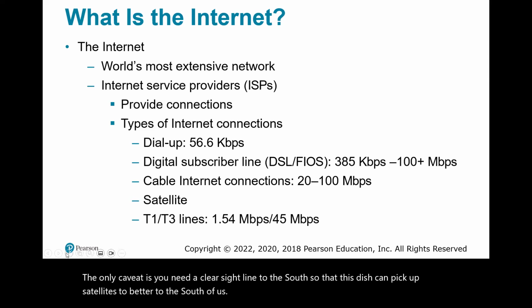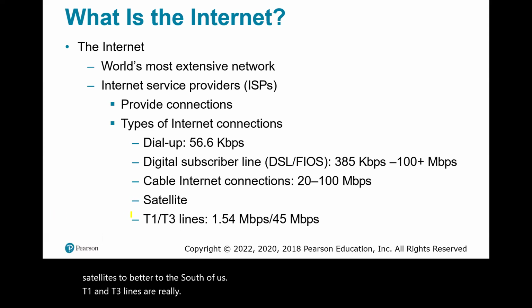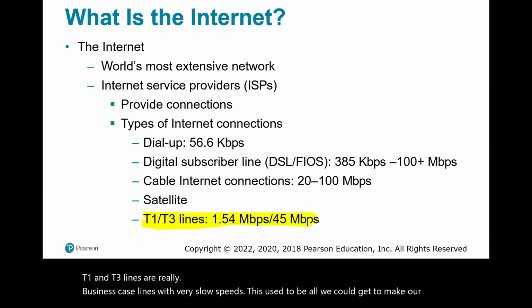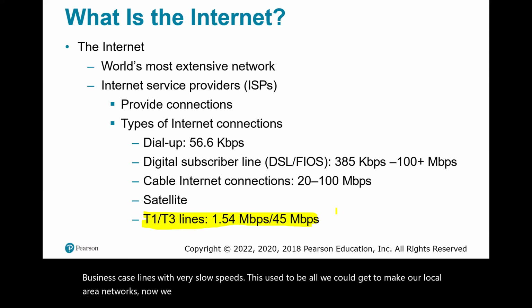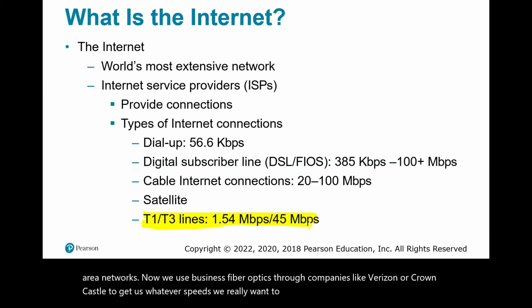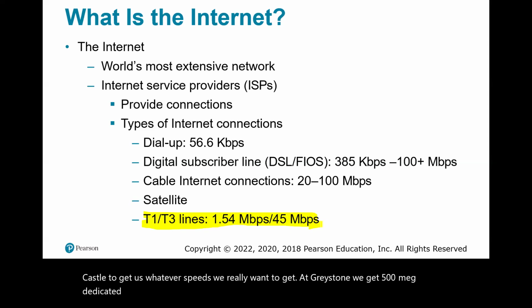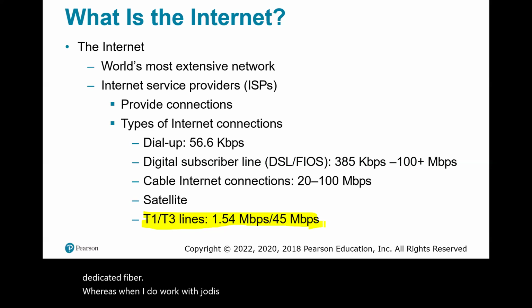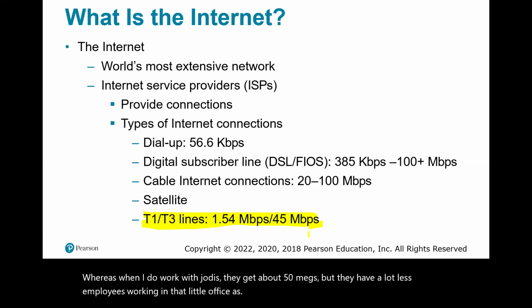T1 and T3 lines are really business case lines with very slow speeds. This used to be all we could get to make our local area networks. Now we use business fiber optics through companies like Verizon or Crown Castle to get us whatever speeds we really want. At Greystone, we get 500 meg dedicated fiber, whereas when I do work with Geodis, they get about 50 megs, but they have a lot less employees working in that little office as Greystone has at their headquarters.